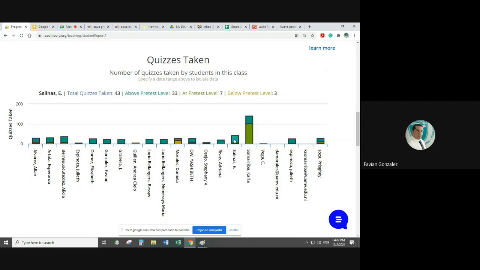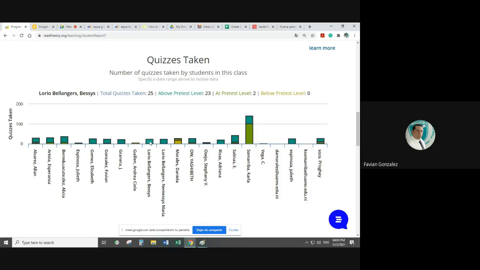That is not good. And the last indicator, in orange, says below pre-test level, and it says three passages. That means that she read 3 passages and her answers were so incorrect that the score she got was even below the pre-test level. Okay, so as you keep moving over the students' names, you can see the numbers in which the student is demonstrating her or his progress.